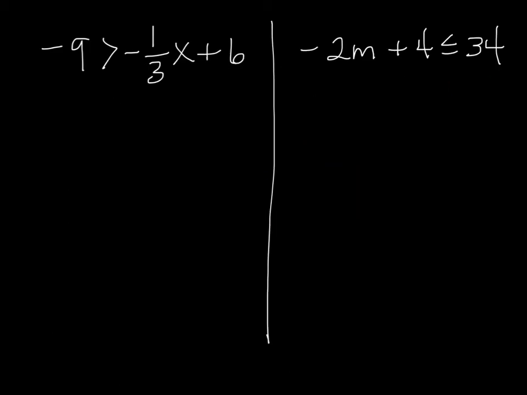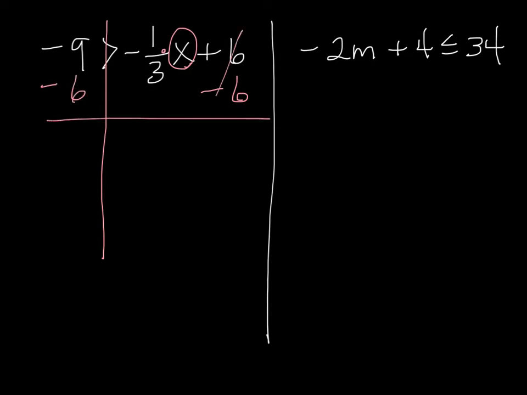Okay, let's take a look at some other examples. These are a little more challenging, and very soon you'll understand why. Again, we want this variable x by itself. We see it's currently being multiplied by negative 1/3, and we're adding 6. Always undoing addition and subtraction first, I'm going to undo adding 6 with subtracting 6 on both sides.